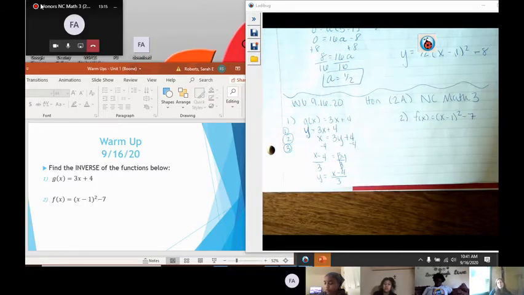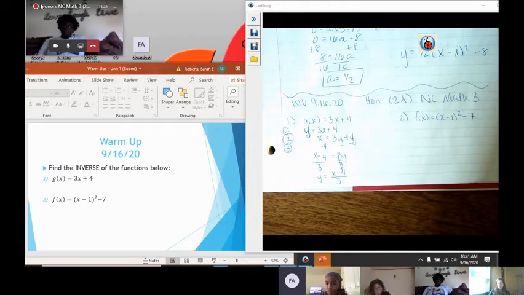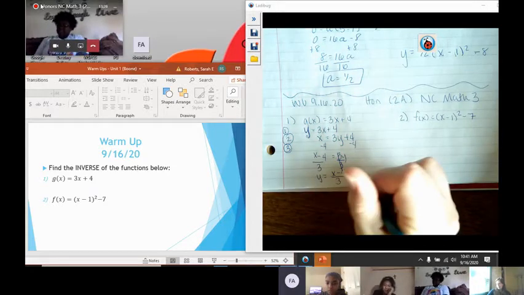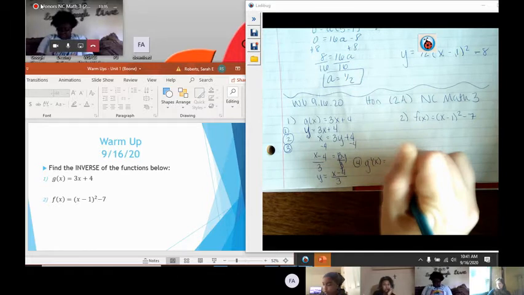And then Brandy, what's the very last step that we did? You have to write in f inverse of x. Yes, exactly. But because this is labeled as g, we're going to do g inverse of x equals x minus 4 over 3. And then you're done. Good job, guys.